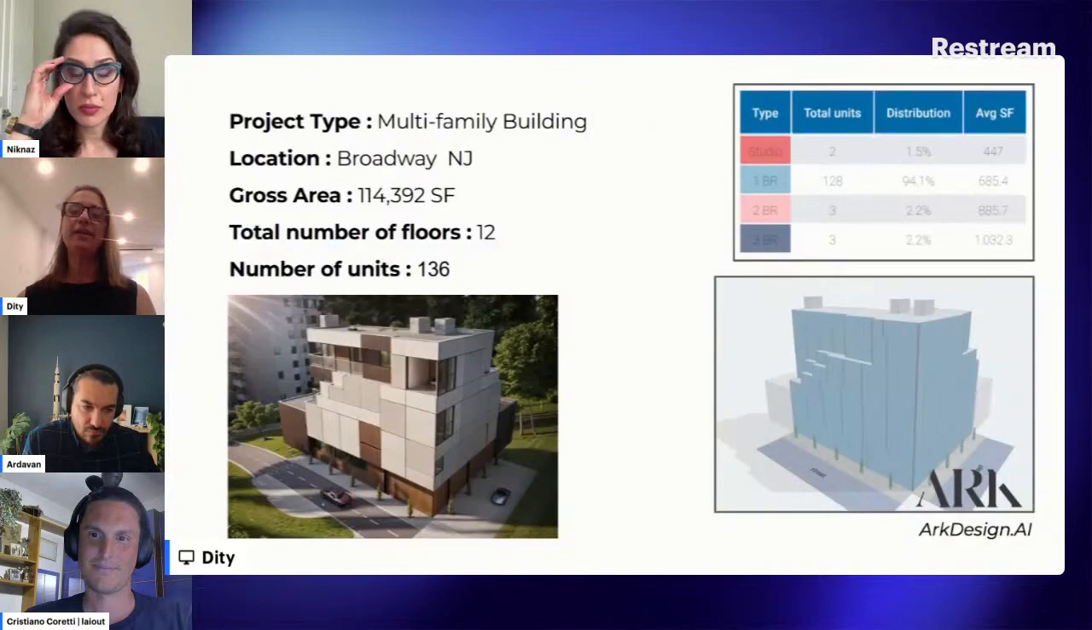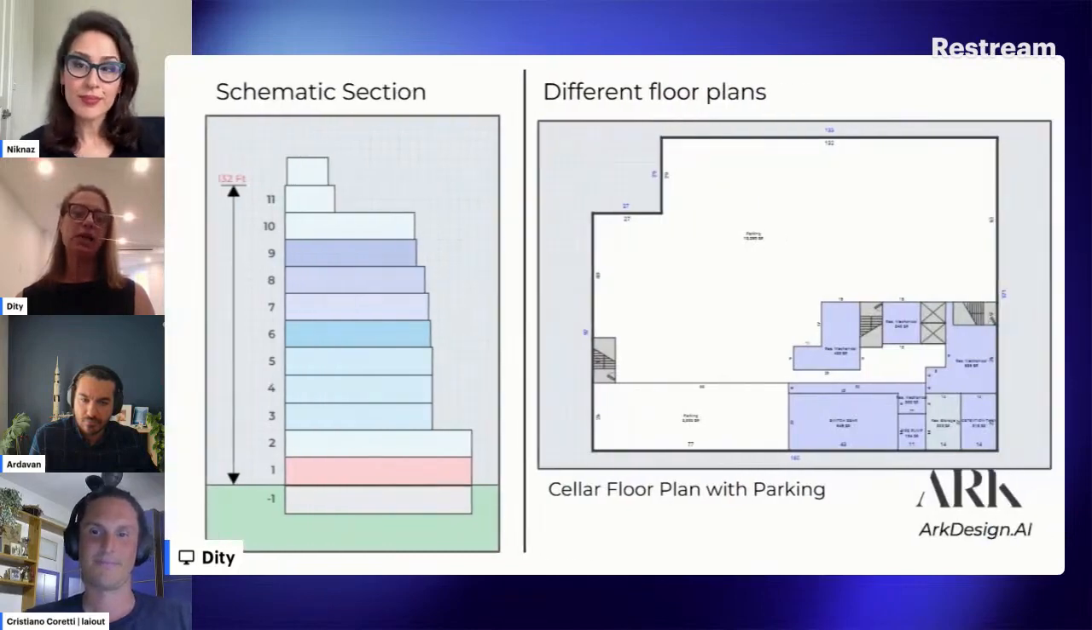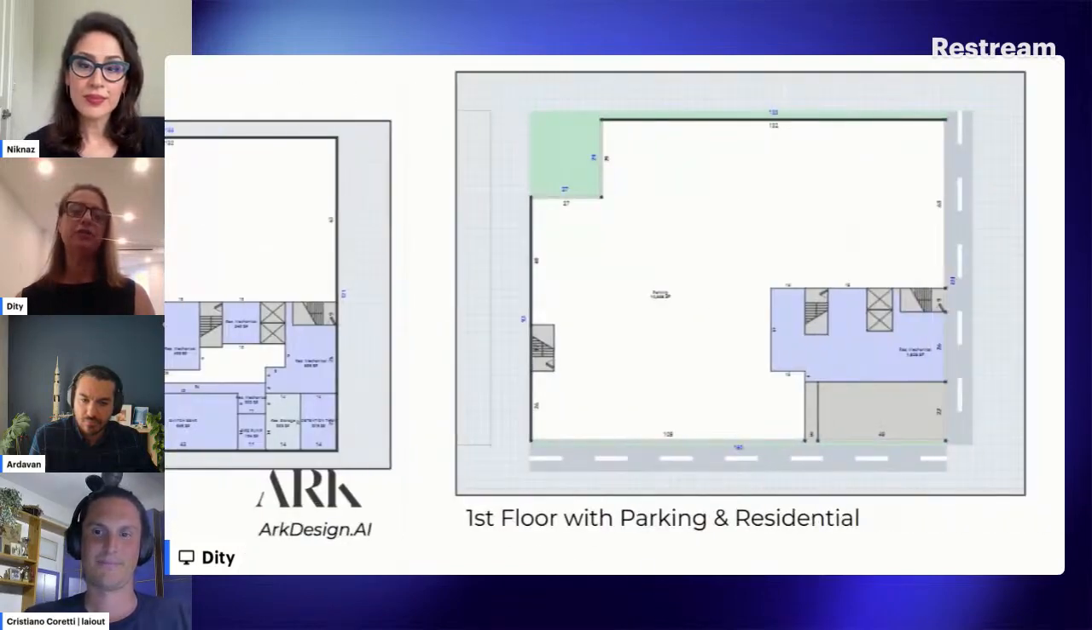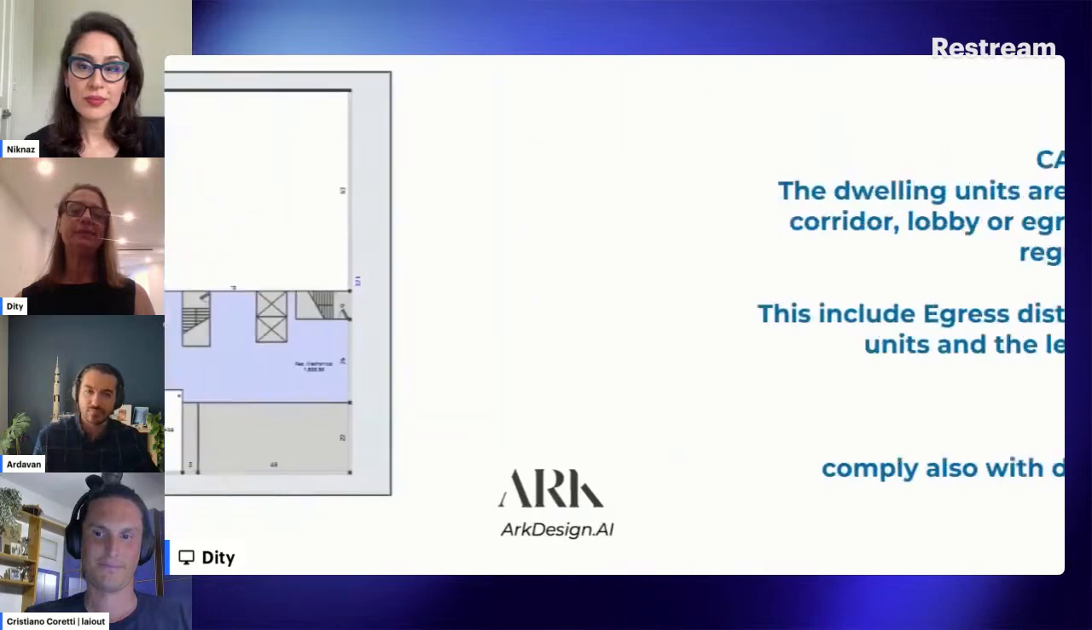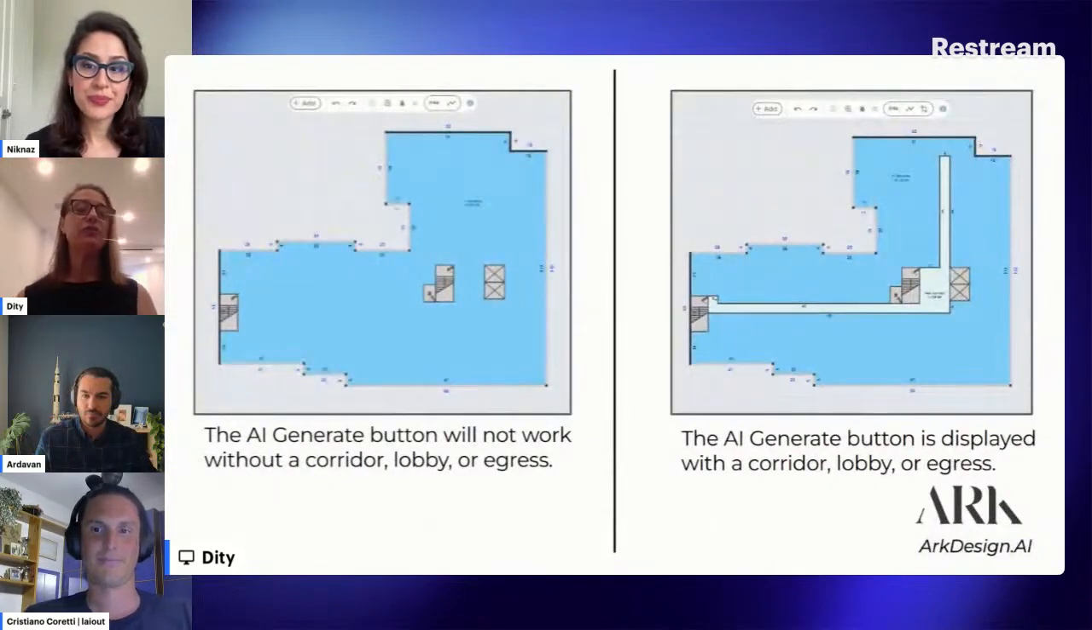That's another project in Broadway, New Jersey, with 136 units. And as you can see, the cellar, first floor, so that's just the schemes, but all the units must have access to the corridor and to the circulation and to the vertical cores. So that's the first stage of the design of a multifamily, and in your typical floor.